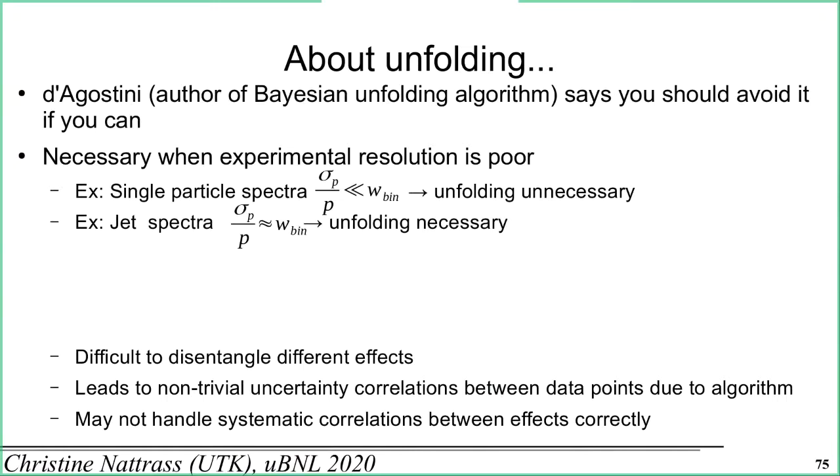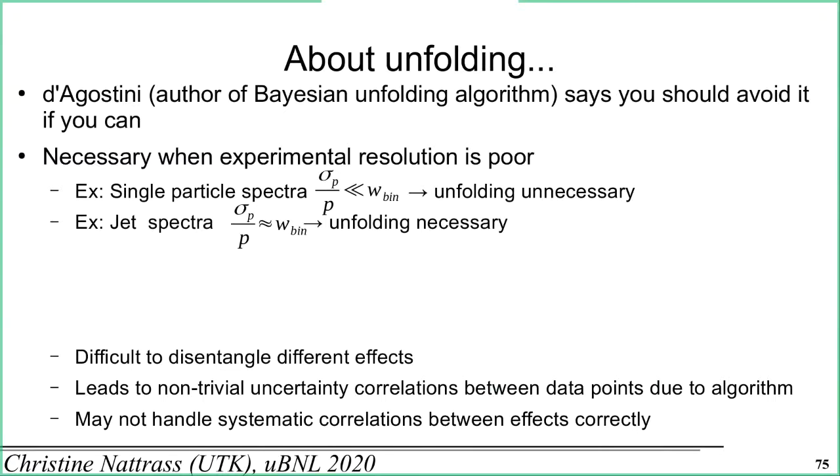A good guide is when your experimental resolution is poor. If you're measuring single particle spectra, the uncertainty track by track in the momentum is usually small compared to the bin width. In ALICE, the uncertainty is 0.5%. I actually don't know off the top of my head what it is for PHENIX, but for single hadron spectra the bin width is still large compared to the momentum resolution track by track. For jet spectra, the resolution is on the order of the bin width.